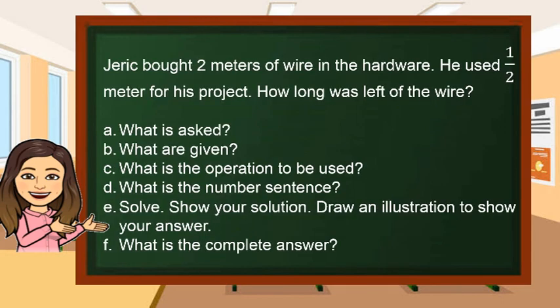So here is an assessment that you have to answer. Jarek bought 2 meters of wire in the hardware. He used 1/2 meter for his project. How long was left of the wire? So, follow the AGONSA.